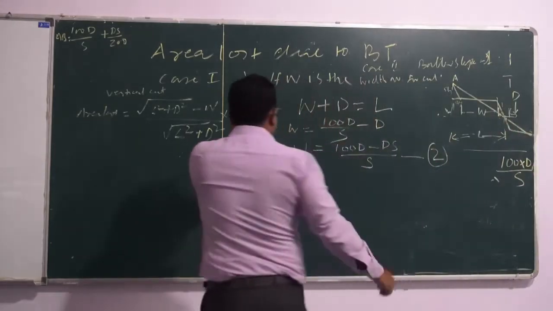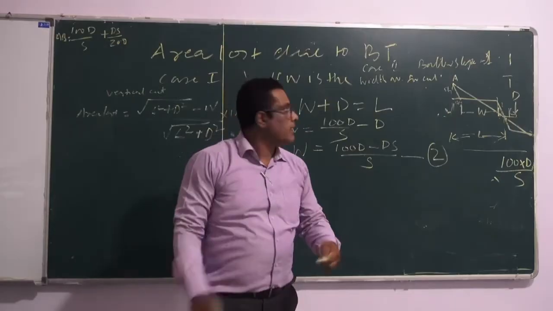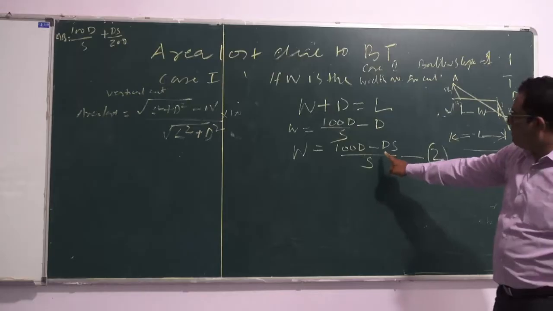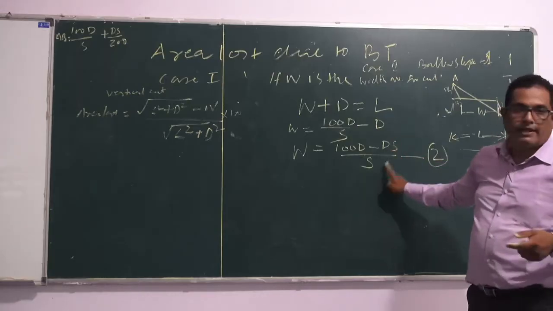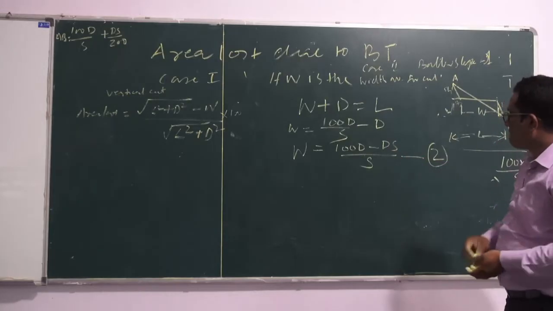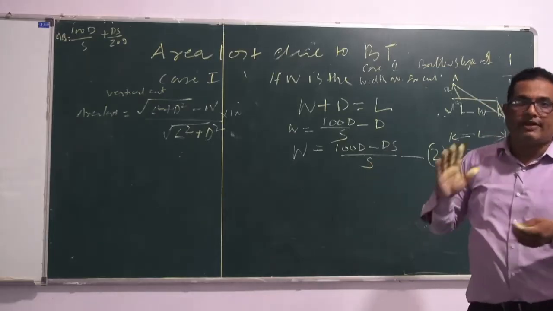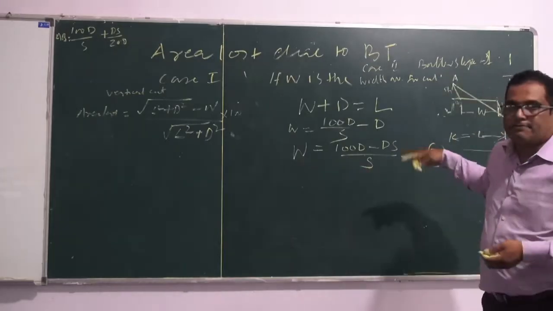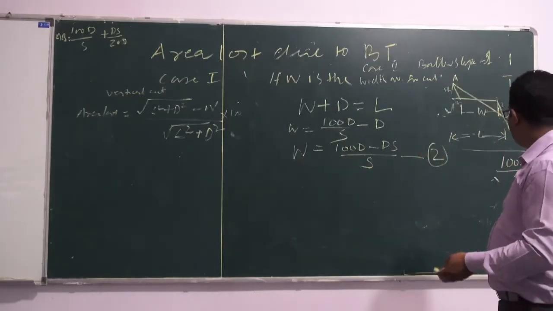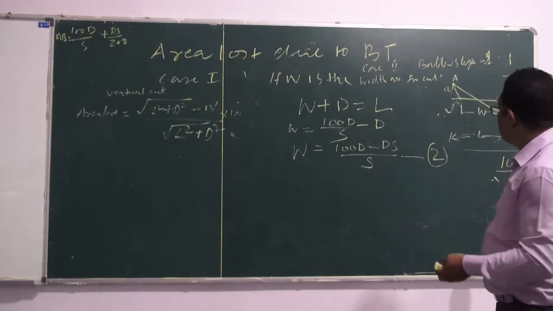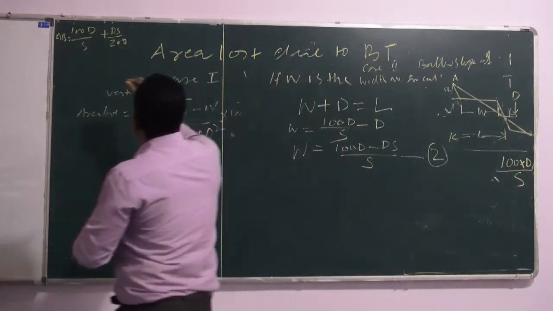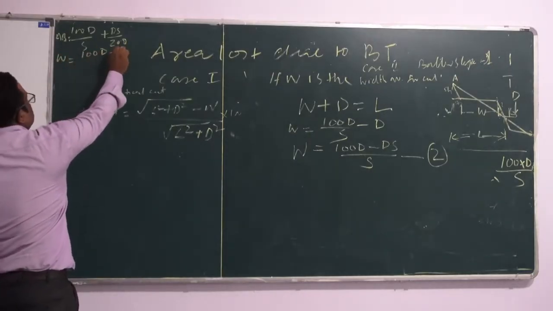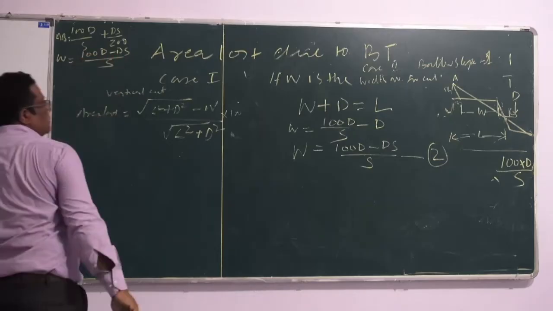W is equal to, that is the width which is available for cultivation. This is the width which is available for cultivation. This can be expressed in terms of depth and slope. Because in any questions the depth will be given, slope will be given, we have to find the width. So it has to be expressed in that form. So again, this we have to write somewhere because it will be used later on.